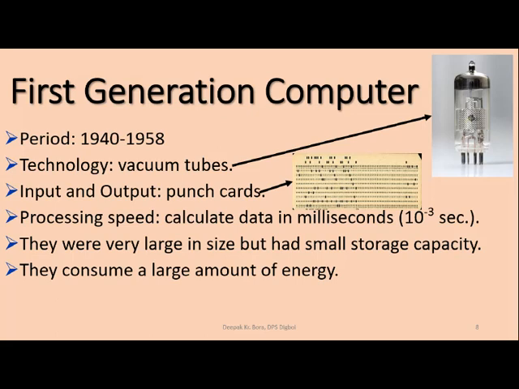Some other disadvantages of vacuum tubes are it produces a lot of heat. So the first generation computer had to be cooled. And the major disadvantage of vacuum tube was it burns out or gets damaged very quickly.